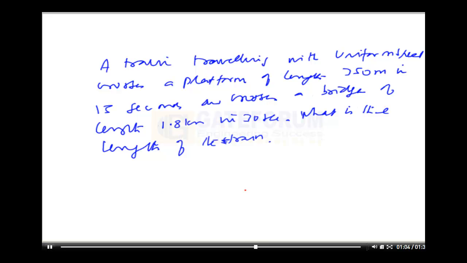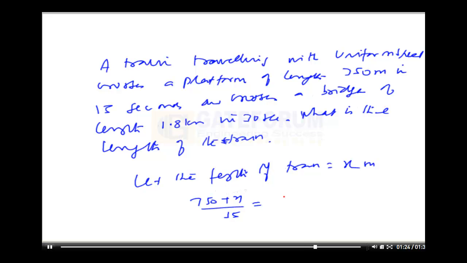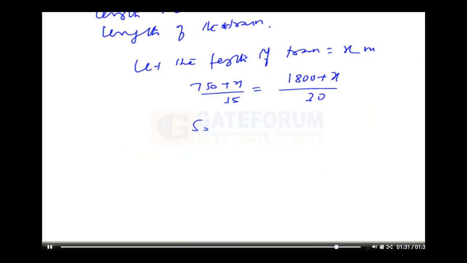When a train travels or covers a platform, the distance covered by the train is length of the train and the length of the platform. Let the length of train be x meters. So 750 plus x in 15, crosses a bridge 1.8, 1800 meters plus x by 30. Solving, x is equal to 300 meters, it is 0.3 kilometers.